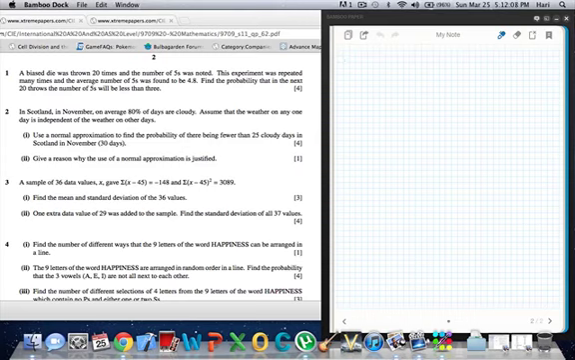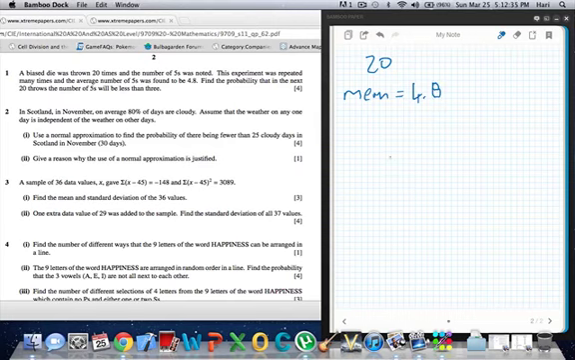First lecture I'm doing in statistics, and I'll be doing the June 2011 question paper 6 variant 2. We're going to be doing the first question. Our first question says a biased die was thrown 20 times and the number of fives was noted. The experiment was repeated many times and the average number of fives, or the mean number of fives, was 4.8.